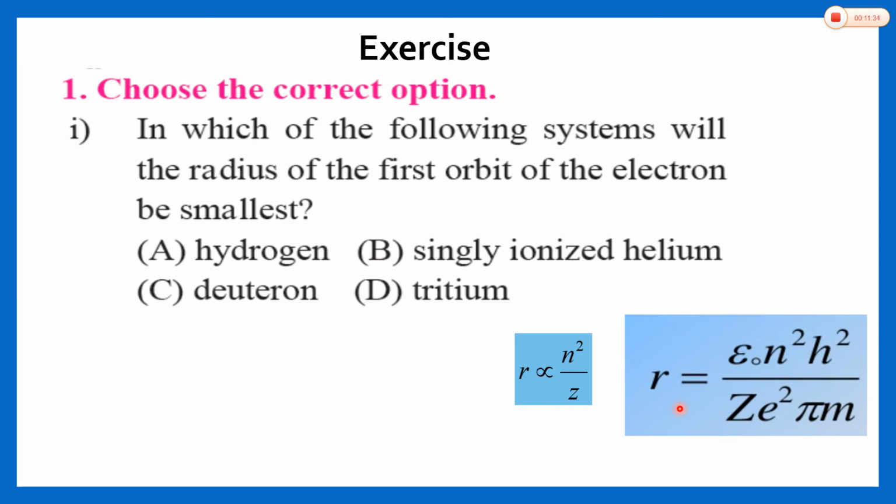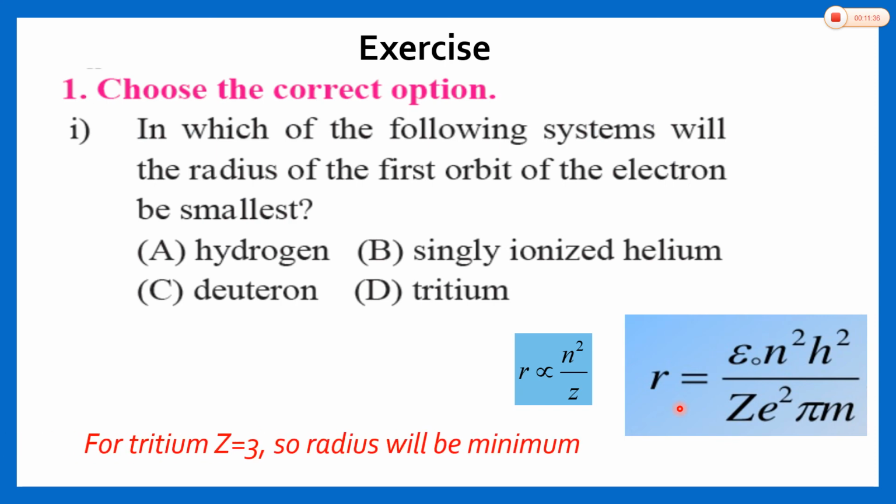Now for the tritium, Z is equal to 3. Why Z is equal to 3 for tritium? Because in the tritium, in its nucleus, there are the 3 number of protons.